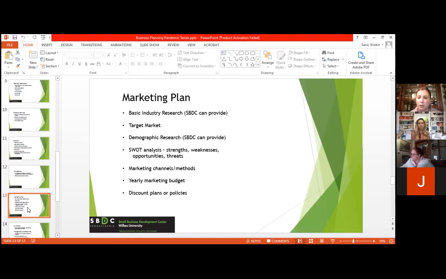You want to list how much you plan to spend on marketing each year, so you have a budget for yourself. And then any discount plans or policies that you may incorporate with the business. Subway gives you that card when you pick up a sub, and they keep punching out a hole every time you get another sub until you get one free. So anything like that you're thinking about doing, discount plans or policies, you could list in this section.